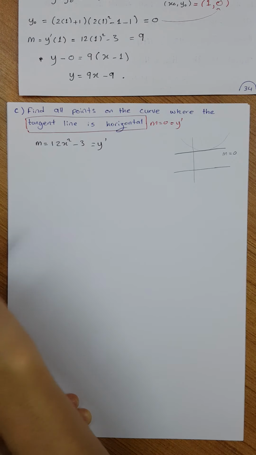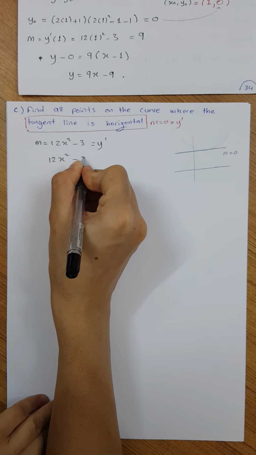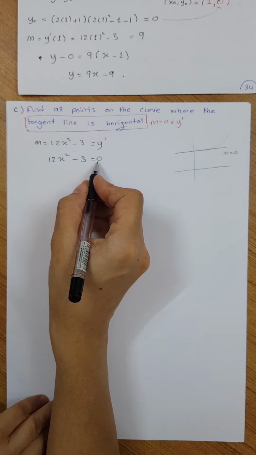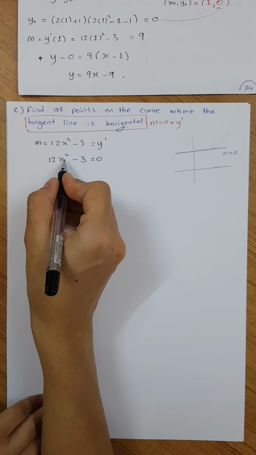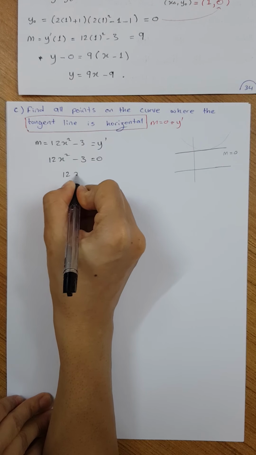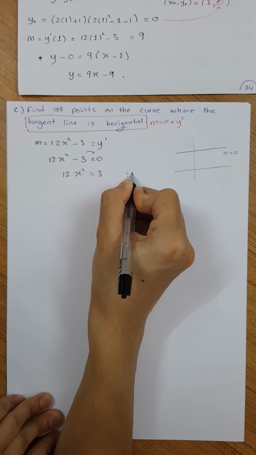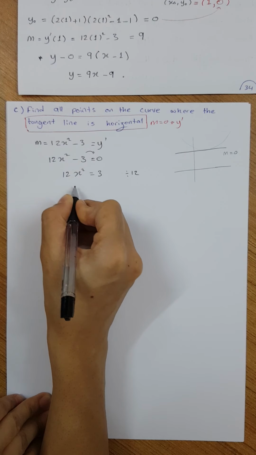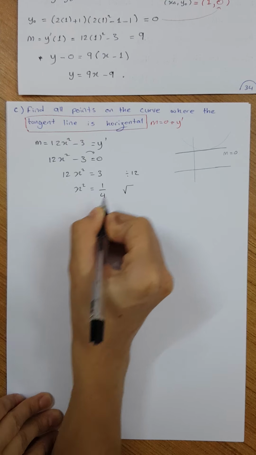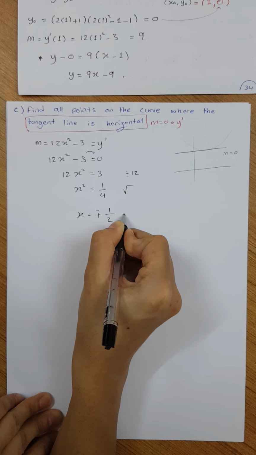Now I have to equalize this one to 0 because I'm searching for those numbers that make the first derivative equal to 0. Okay, slope is equal to 0, that means y prime is equal to 0, and I'm finding those x's where it makes it equal to 0. So I'm taking that 3 to the other side. That would be 3, dividing both sides by 12. So x squared is equal to 1 over 4, taking square root of both sides, so x is equal to plus or minus 1 over 2.